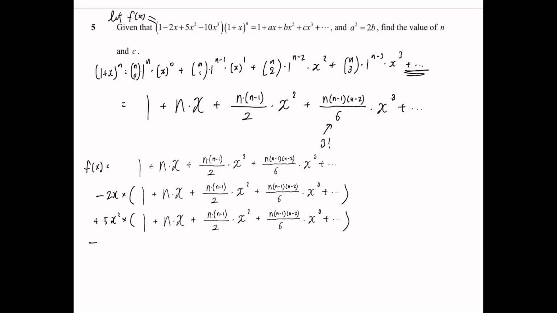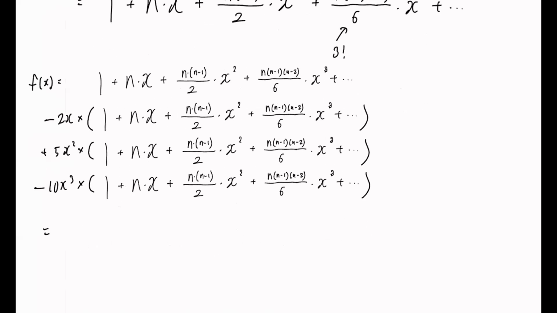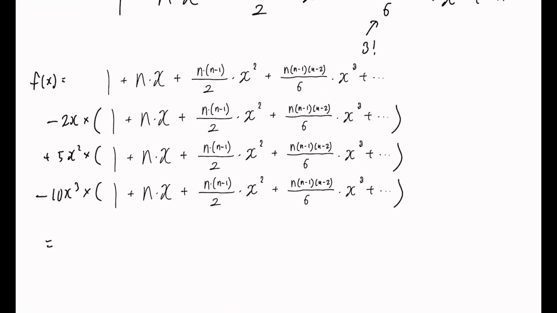Negative 10x cubed multiplied by the same thing. Then you only need to focus on the constants up to the cubic term now. So let's figure out where our constants are. There's a 1 here, so I get a 1. Then I don't think there's any other constants.